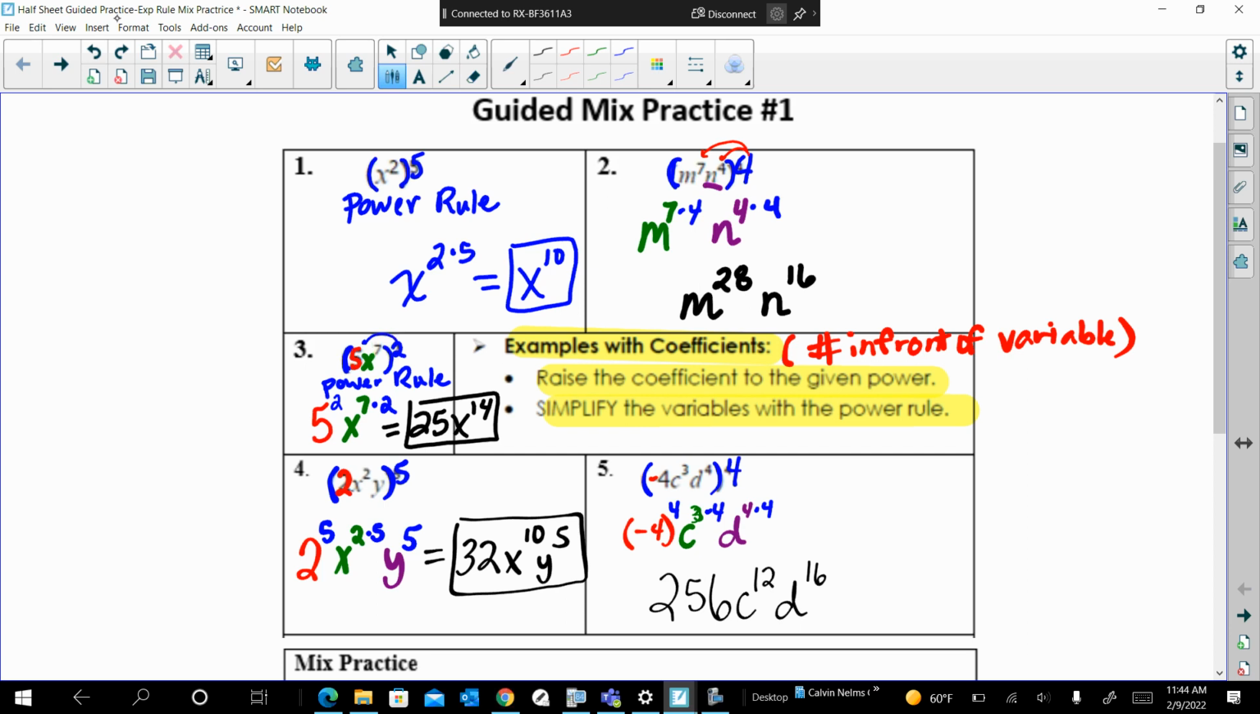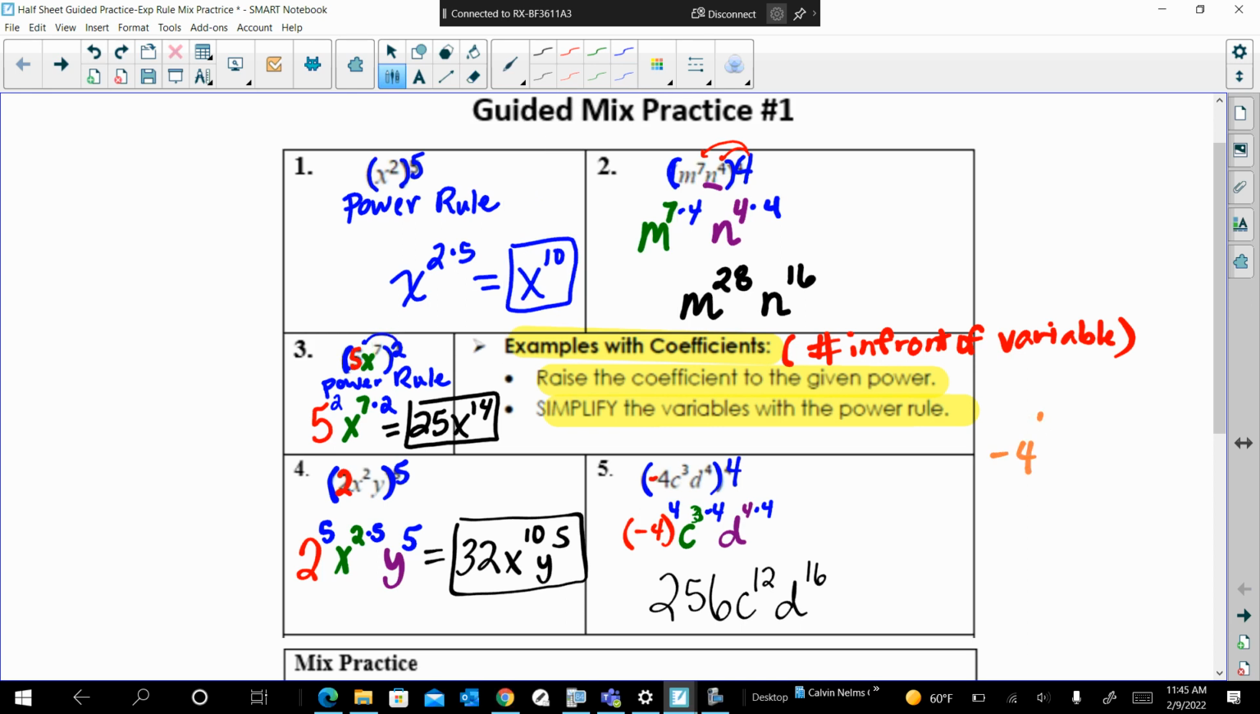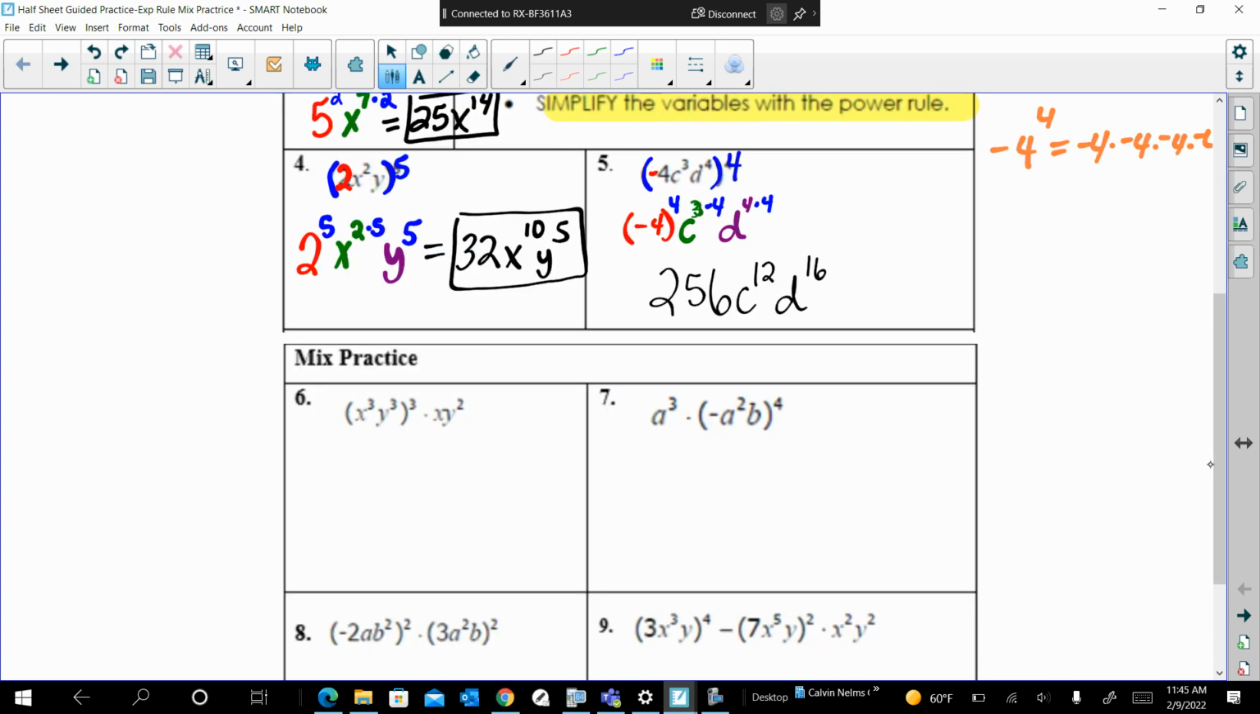You have to put this negative 4 in parentheses. And then you have to understand that if you're raising a negative 4 to the 4th power, that is saying a negative 4 times a negative 4 times a negative 4 times a negative 4, 4 times.